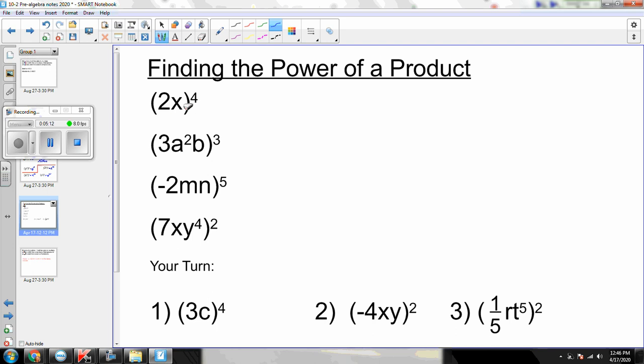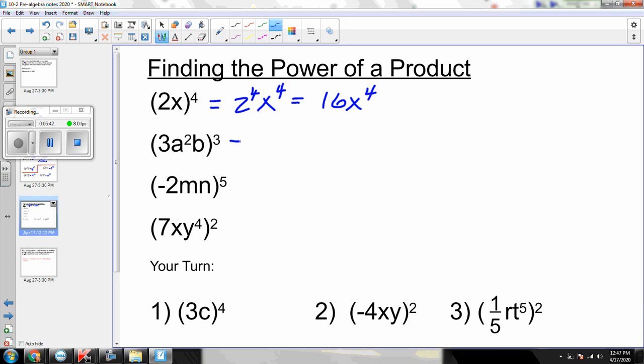So if I take 2x to the 4th power, this means the same as 2 to the 4th times x to the 4th. What you're doing is taking both the 2 and the x to the 4th power because it's in parentheses. If I multiply 2 to the 4th, 2 times 2 is 4, times 2 is 8, times 2 is 16. This would be 16 times x to the 4th. So 16x to the 4th.